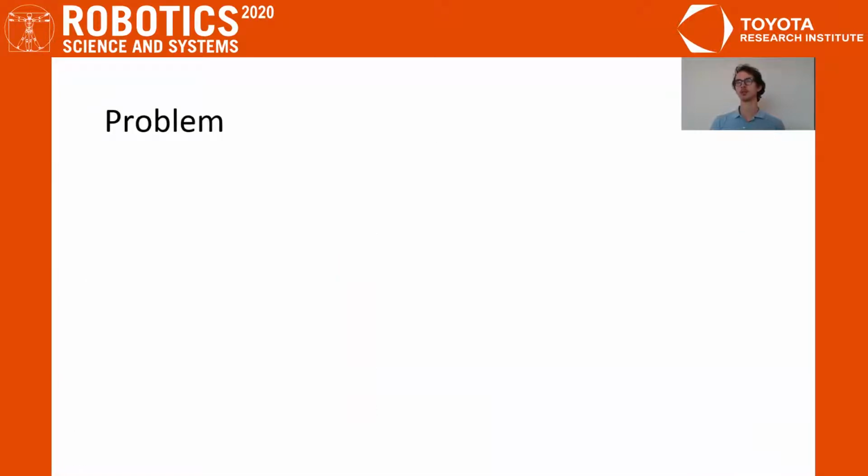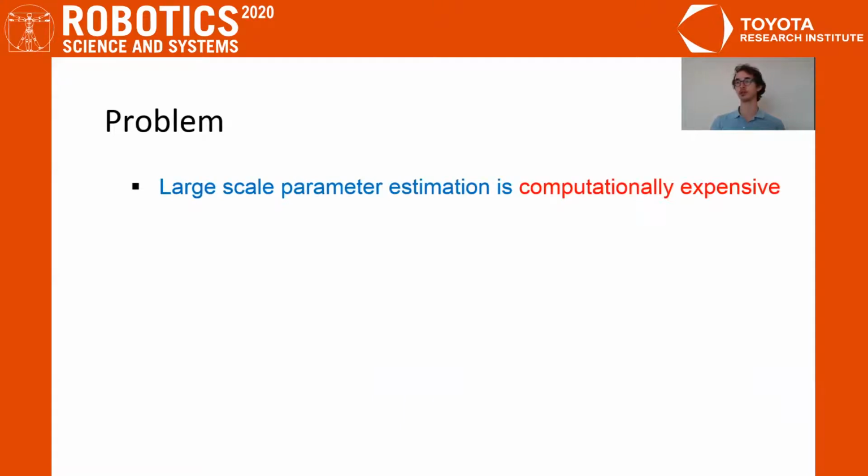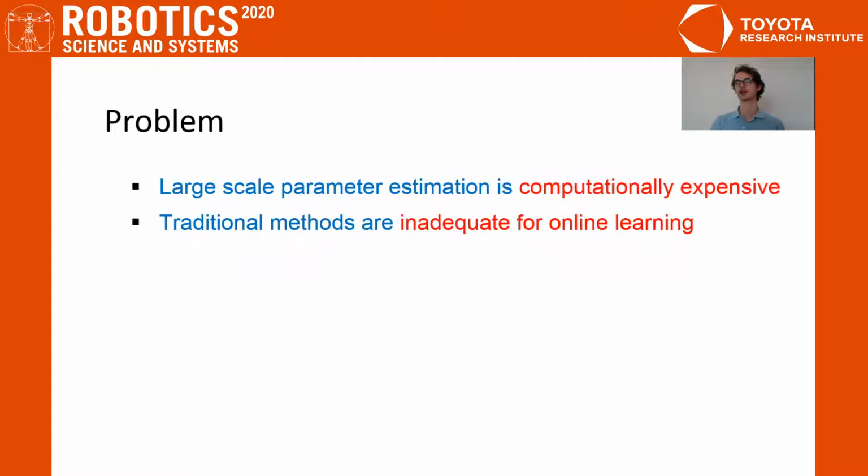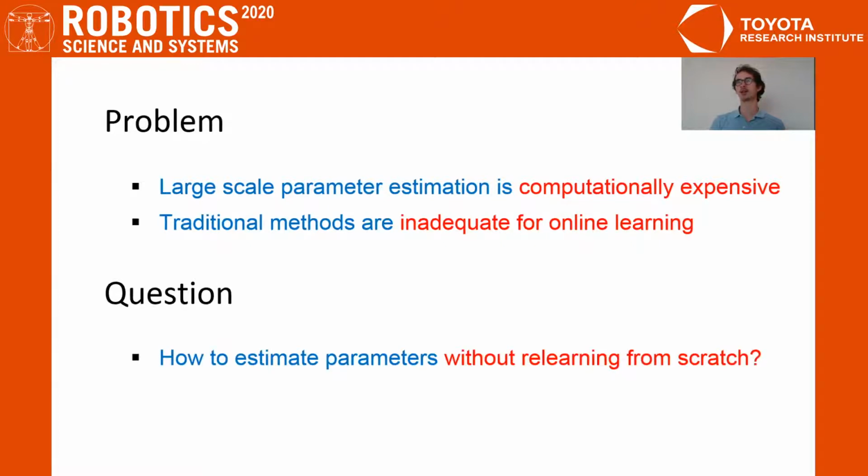The problem with all the previous methods is that for large environments, parameter estimation is computationally expensive. This makes traditional probabilistic mapping techniques inadequate for online learning. This invites the question, how do we estimate parameters without relearning from scratch for each new environment?